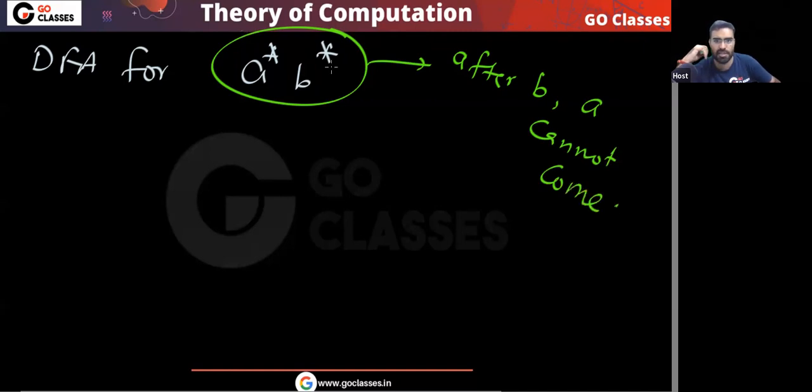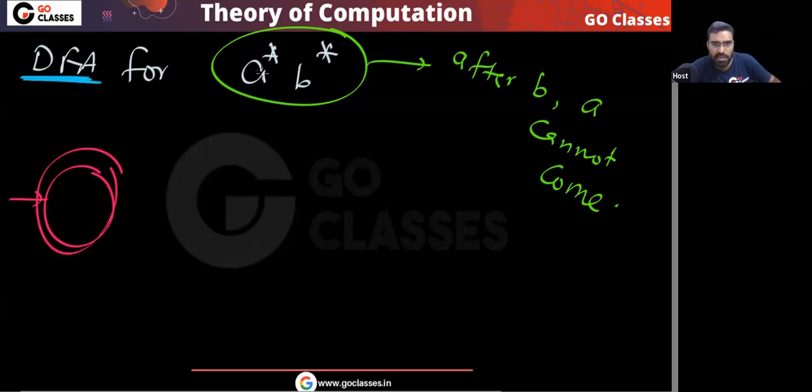This is your A star B star. After B, A cannot come. So you tell me, in the initial state, should I make it final state? Yes, because in the DFA, you want to accept the empty string. Because I am creating a DFA and I want to accept the empty string.